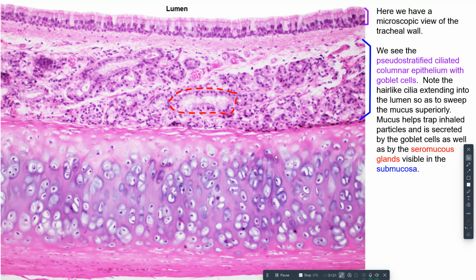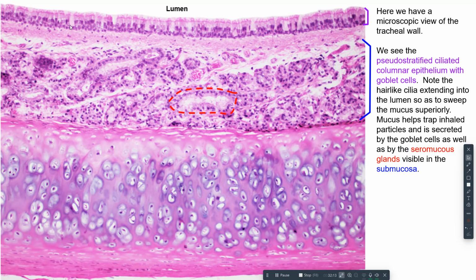And with that, it is time for histology. And histology is where we're going to finish out the day. We're going to look at two organs, the trachea and the lung. This is the trachea. Here's the lumen up here. This is its pseudostratified columnar epithelium with goblet cells.